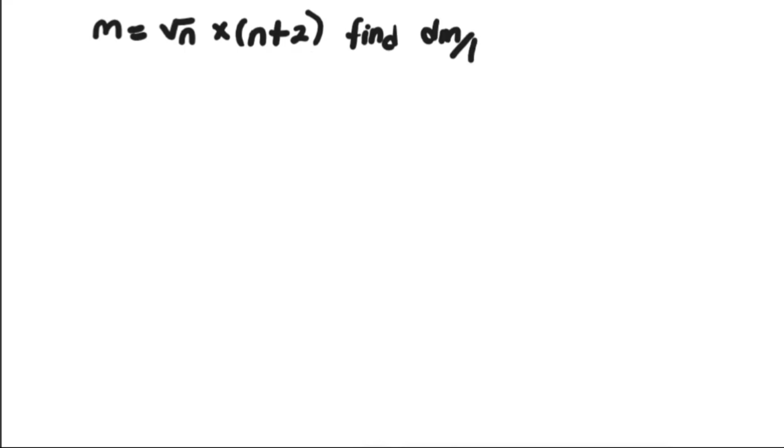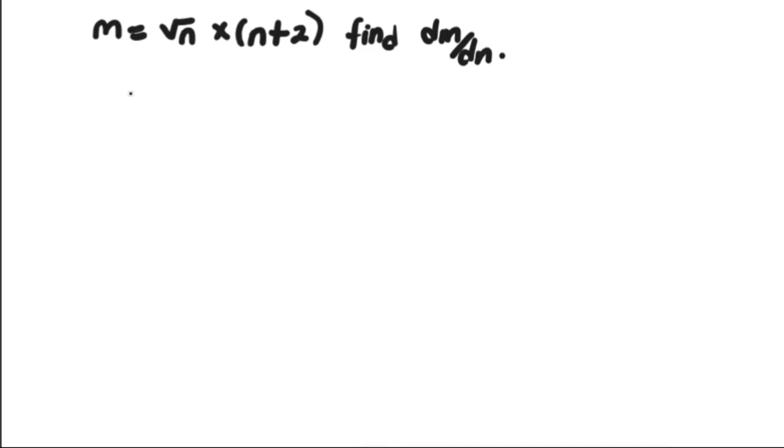Okay, so now let's consider another example. Let me use different letters in this case. Let's say m is equal to root n times n plus 2. Find dm/dn. So we are given that m is equal to root n times n plus 2. We have to find dm/dn.